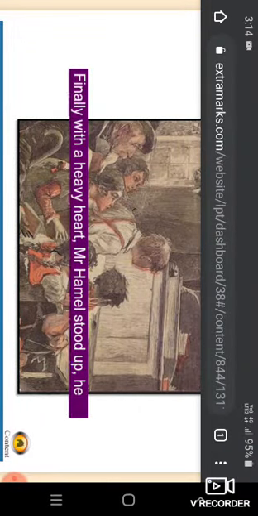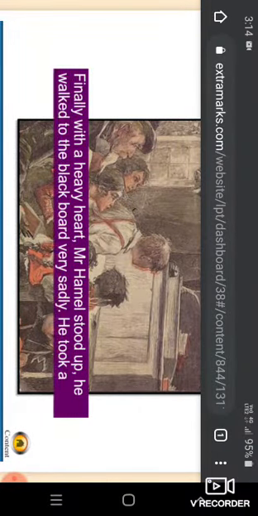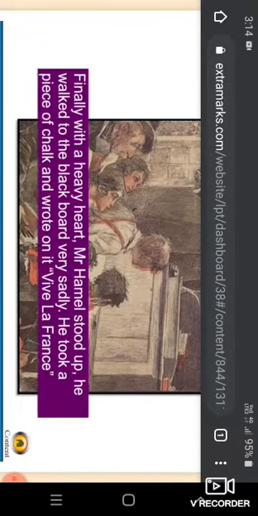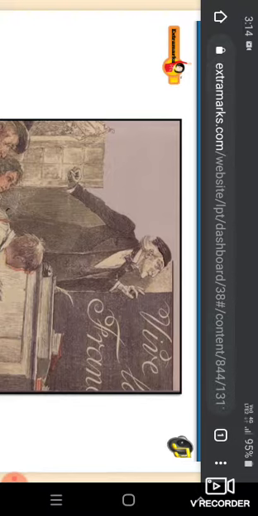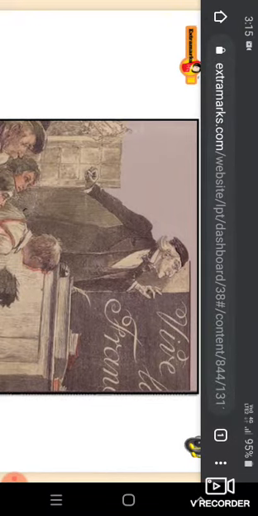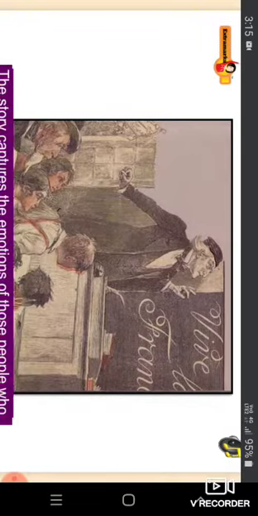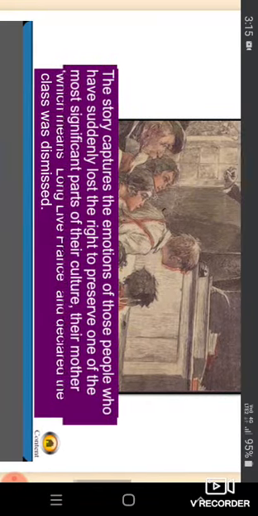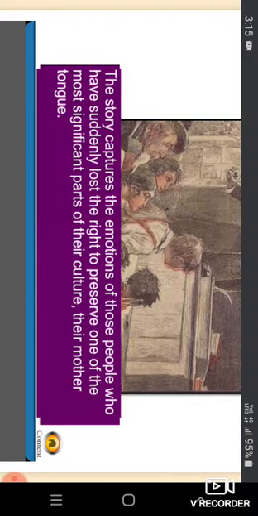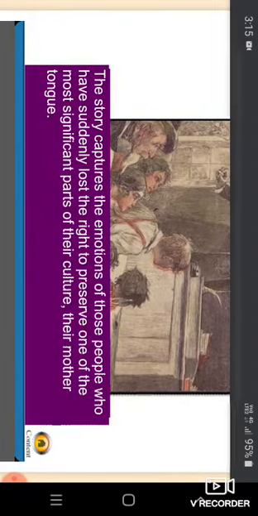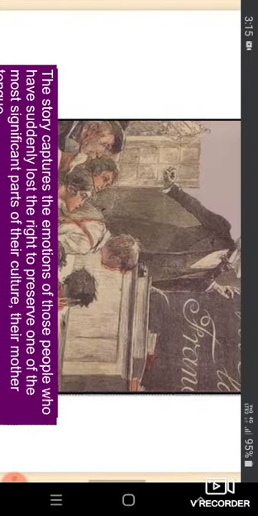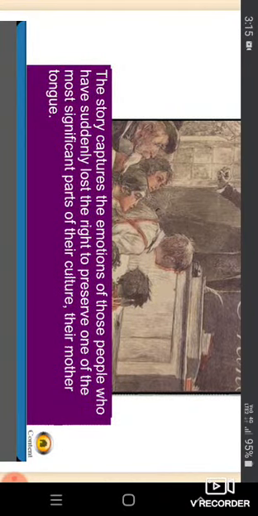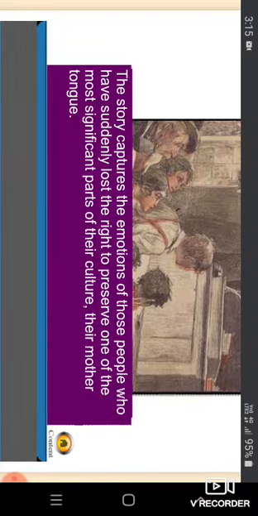Finally, with a heavy heart, M. Hamel stood up. He walked to the blackboard very sadly. He took a piece of chalk and wrote on it, "Vive la France," which means "Long live France," and declared the class was dismissed. The story captures the emotions of those people who have suddenly lost the right to preserve one of the most significant parts of their culture, their mother tongue.